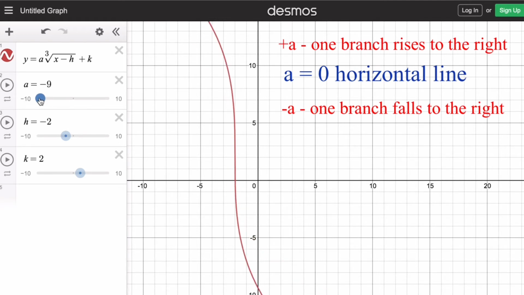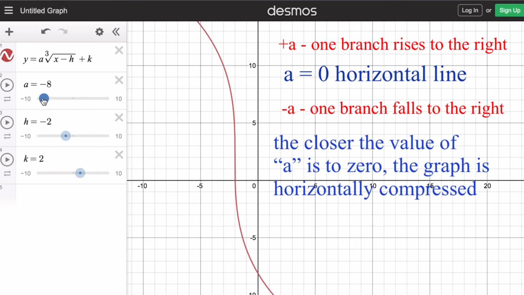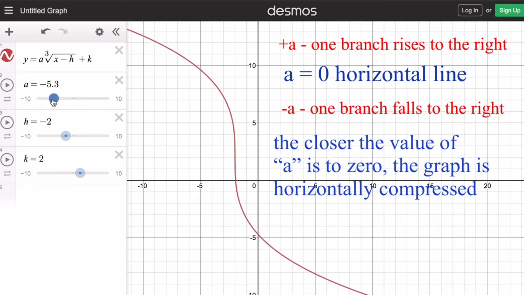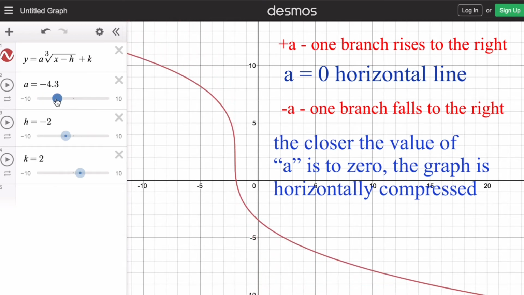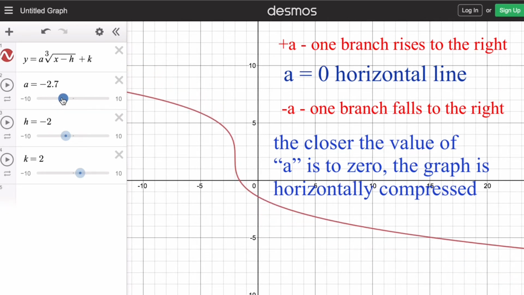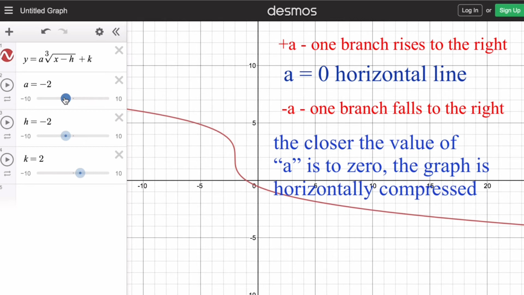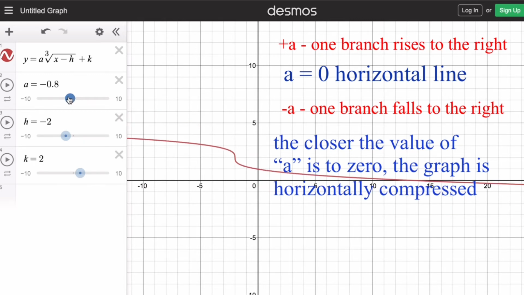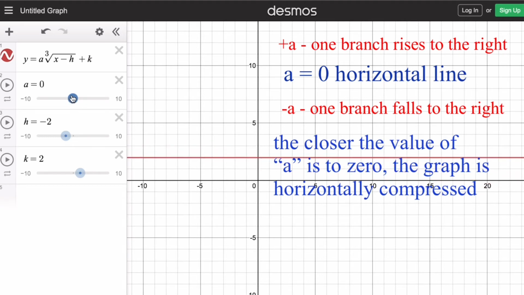On the other hand, the closer the value of a is to 0, as you can see here, we started from negative 10. We're making it closer to 0. We're moving it all the way down to 0. You can see that the graph is horizontally compressed. So until to such a point that if a is 0, the graph is totally compressed, forming a horizontal line.